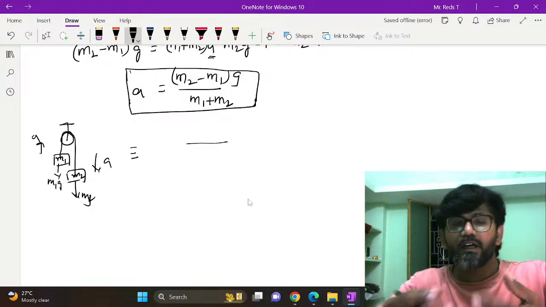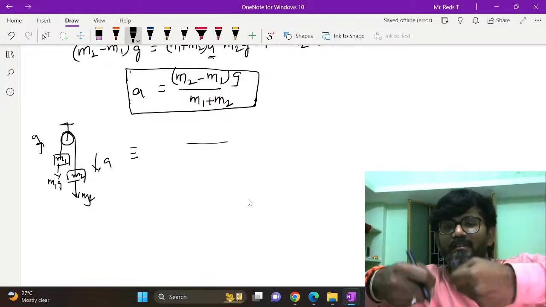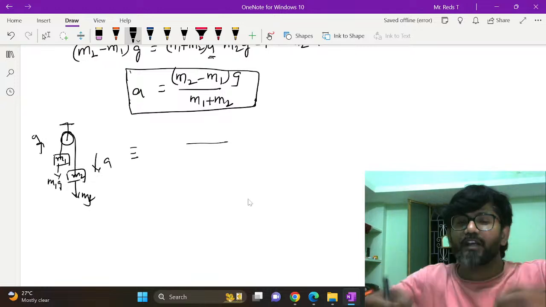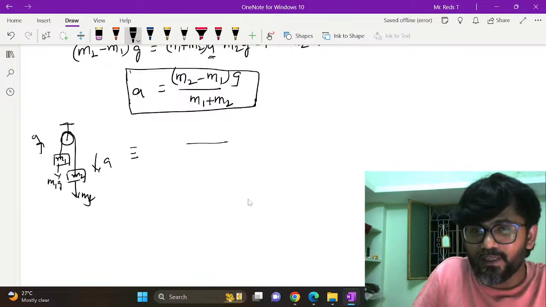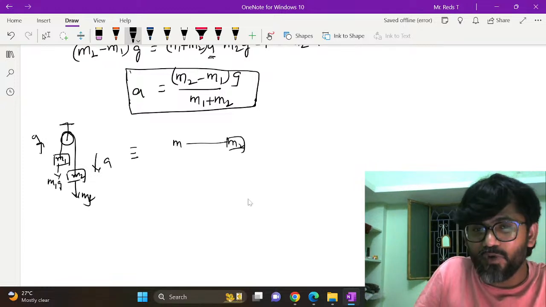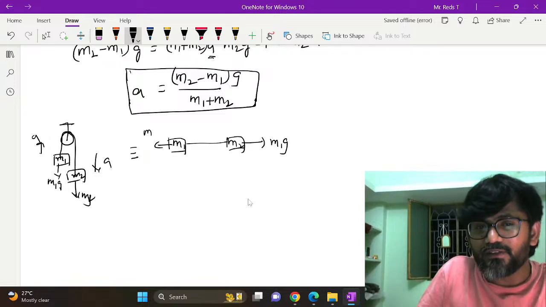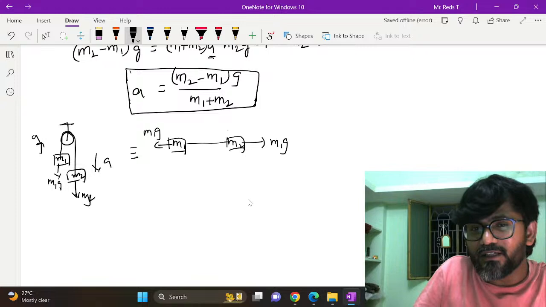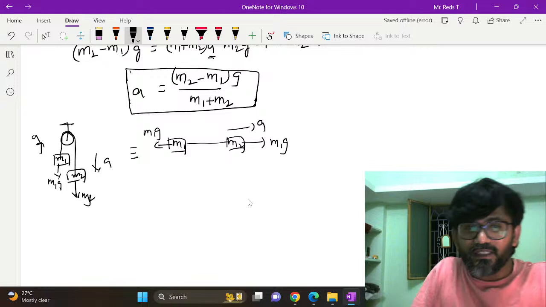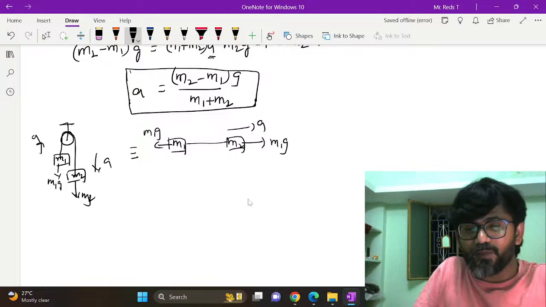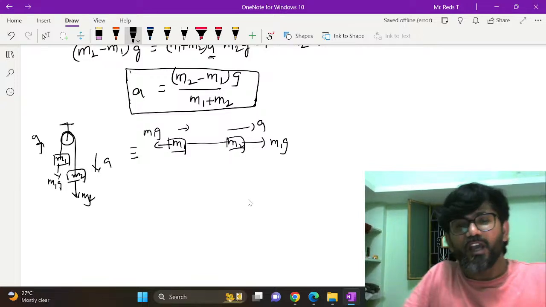So we can take this as identical to a string attached here. Just hold these two masses and take it to a horizontal position. Then m2 is here and m1 is here. m2g is here and m1g is in the opposite direction. As a result, it is moving in this direction with acceleration a. In the opposite direction to m1g, it is moving with an acceleration. It means the motion is towards the right.